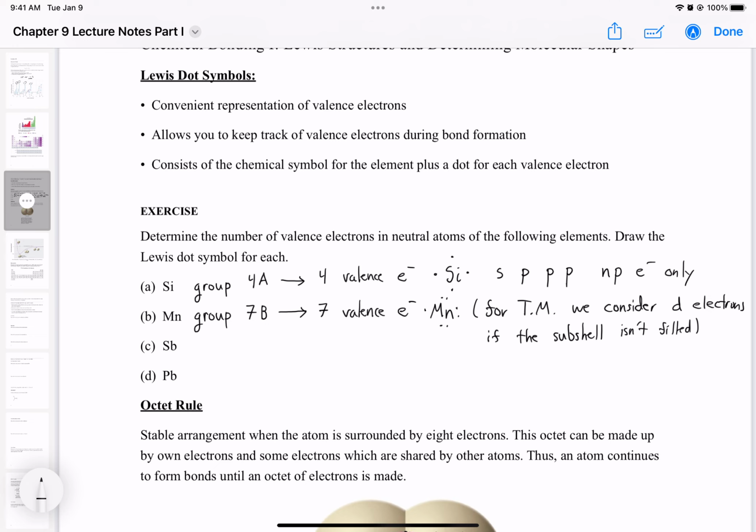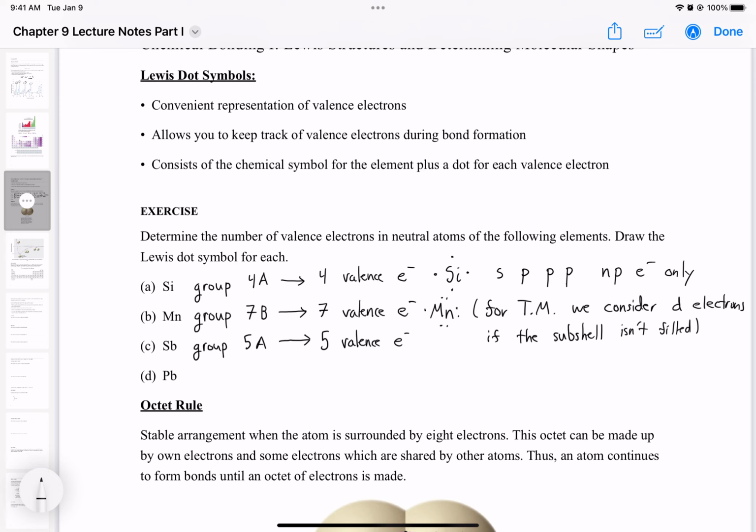How about antimony? Antimony is in group 5A, so we look at the group number and see it's 5, so 5 valence electrons. What this means is that with 5 valence electrons, we only need 3 more electrons to gain an octet and be a happy, complete shell of electrons, which makes our compound more stable. That's kind of how it reacts in nature.